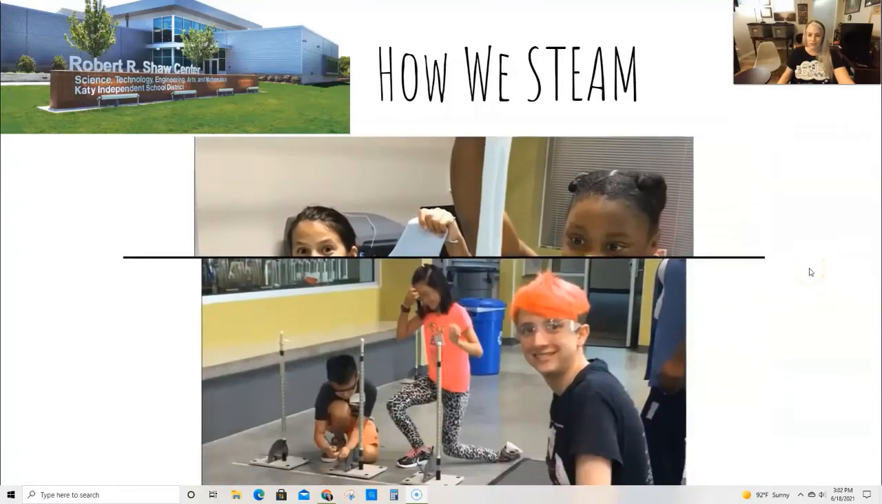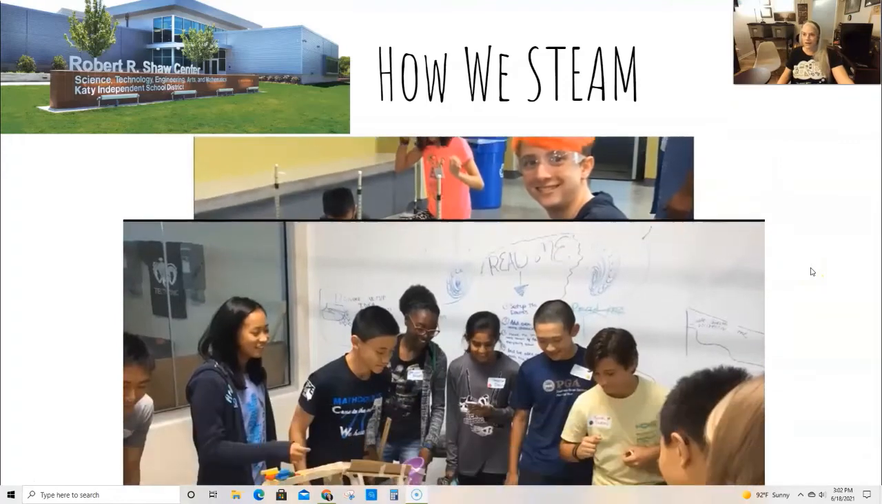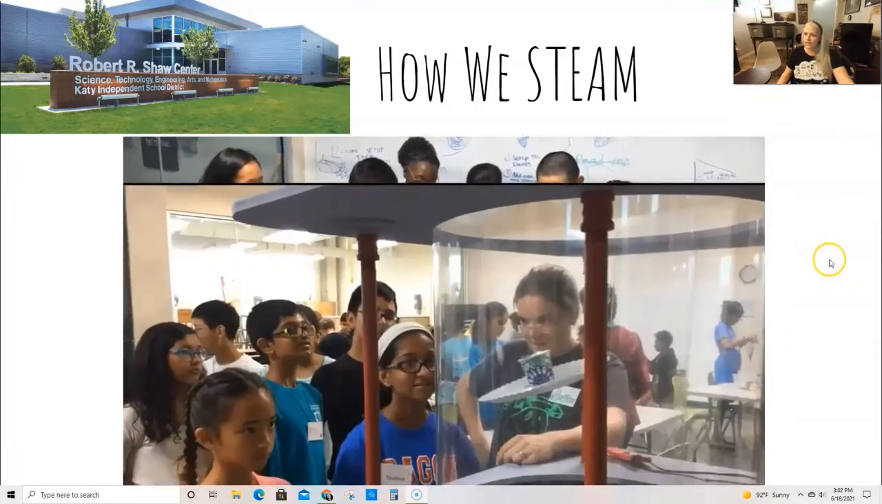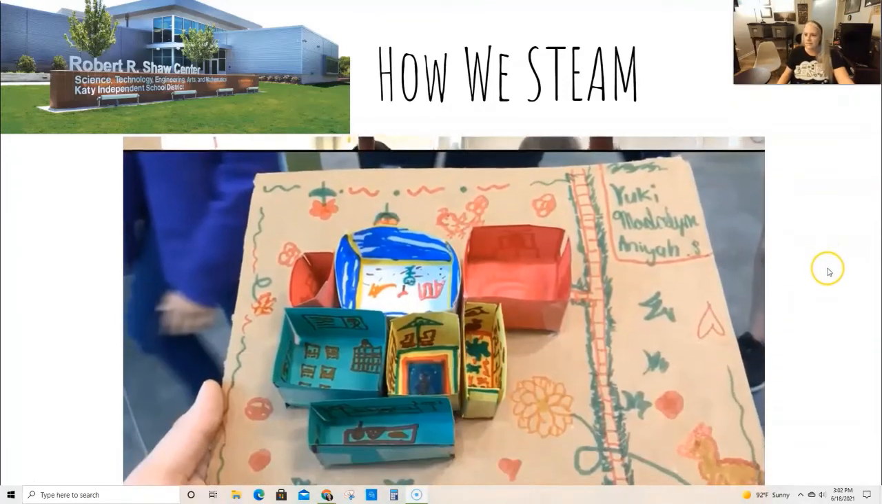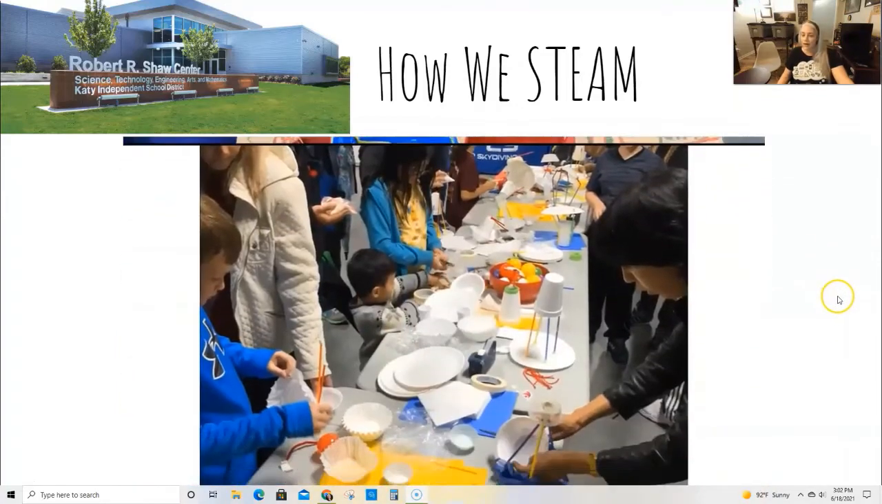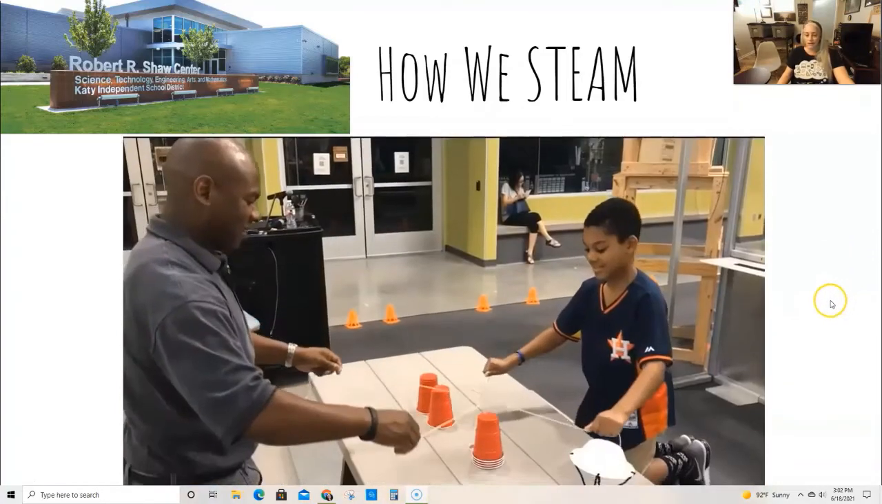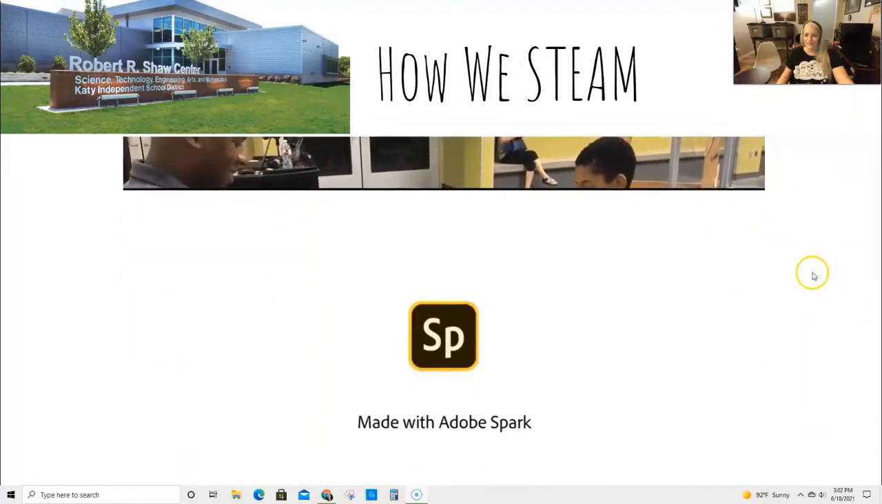And you can see from the pictures, it involves the whole community. Kids, their parents, educators, local businesses, the universities in the area. Everybody gets involved, and you can see we all have an amazing time.